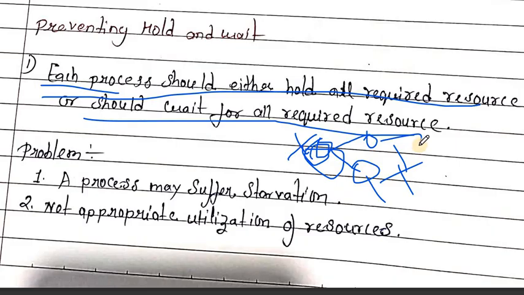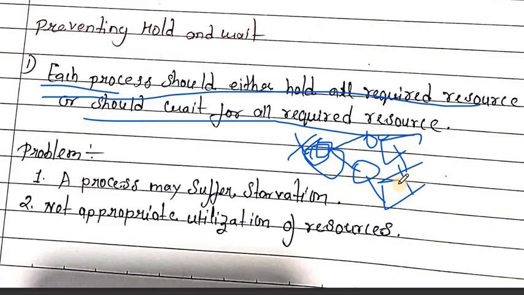There are only two conditions. If the process is holding all the resources of its requirement, as required, then it will hold all resources, or else it will not hold any resources. No intermediate condition will happen where it is holding one resource and waiting for the others.